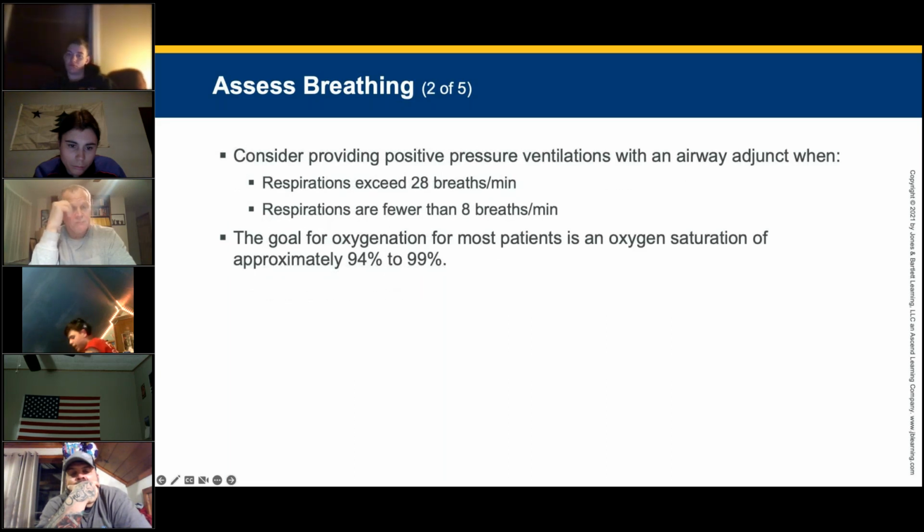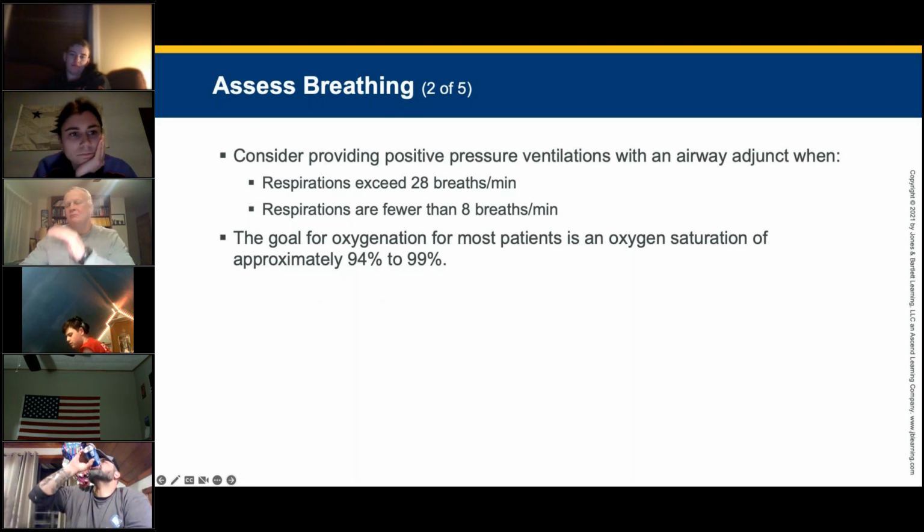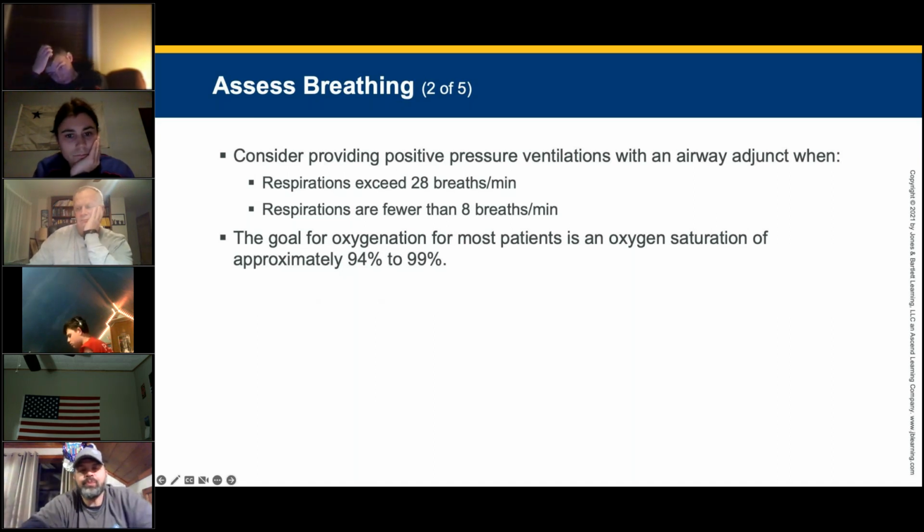Consider providing positive pressure ventilations with an airway adjunct when the respirations exceed 28 breaths per minute or are fewer than 8 breaths per minute. If they're breathing less than 8 times a minute, they're not breathing adequately. They're not moving enough air. If they're breathing too fast, 28 times a minute or more, they're not having the gas exchange in their lungs that they need. The air's coming in and out, but so fast they're not actually exchanging the gases. And without that, the quality of their breathing is not adequate.